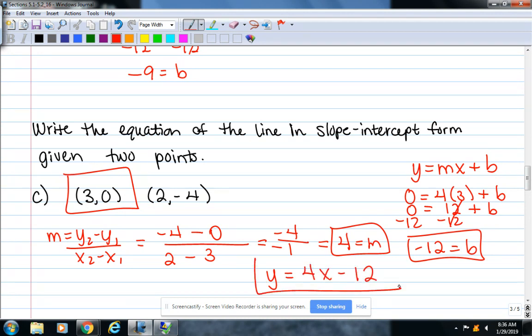Very good. So, y'all, that's seriously as hard as it gets, when you have to find both of them. That's as hard as it's getting today, when you have to find M and B. Slope formula first to get your slope. Plug it into y equals mx plus b to get b. Pick one of those points. Okay?